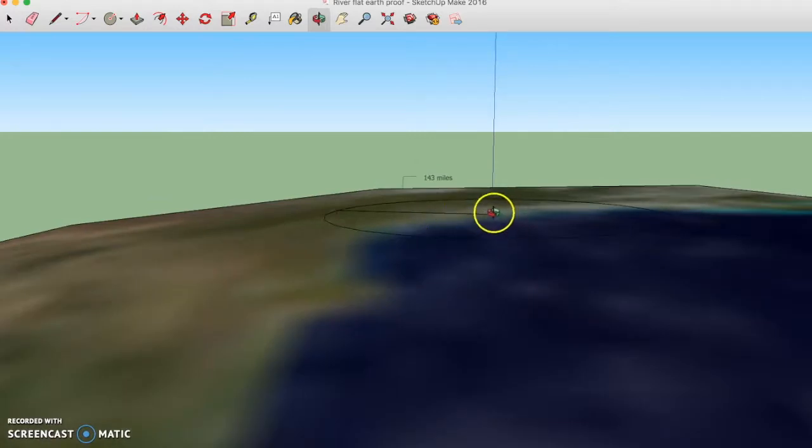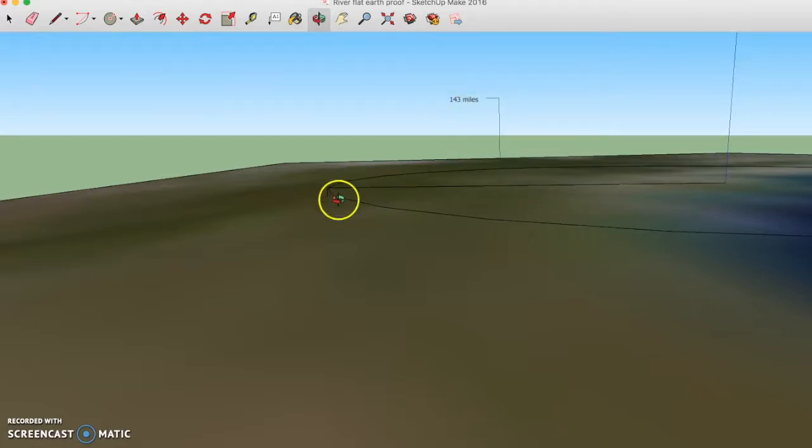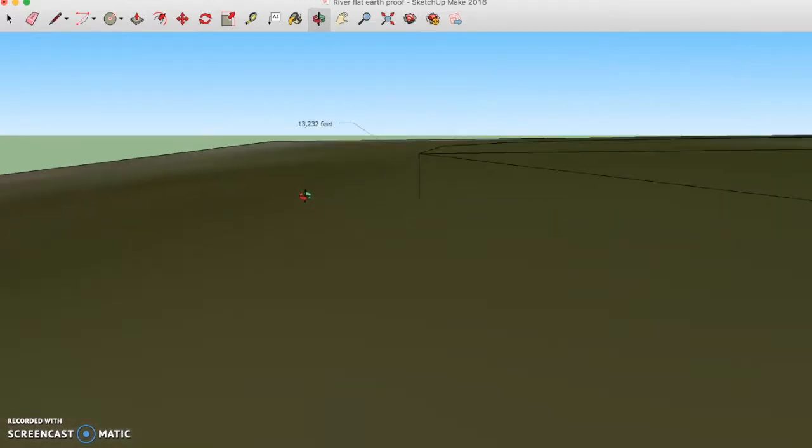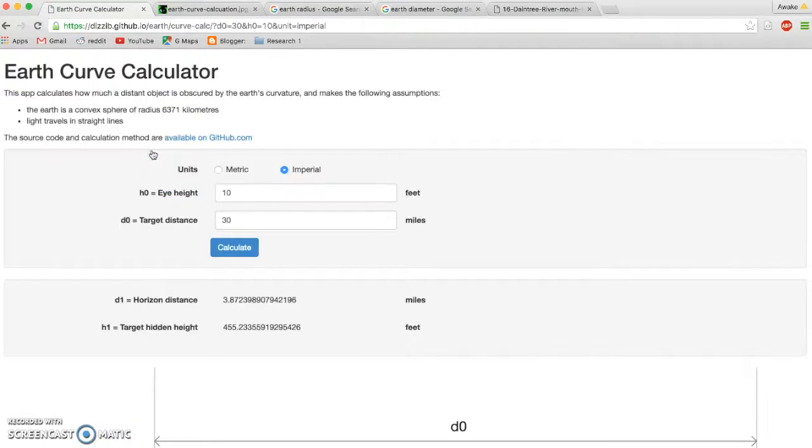I mean, ball earthers say that a ship going out to sea is going to go over the curvature of the earth, right? So same is true on land. The land's got to curve down. If we're on a ball, there's got to be curve somewhere. So this helps you see 143 miles, you're going to have this curvature. So let me show you where this number comes from. So those numbers come from here. So we're back at the Earth curve calculator. We're going to check this out.